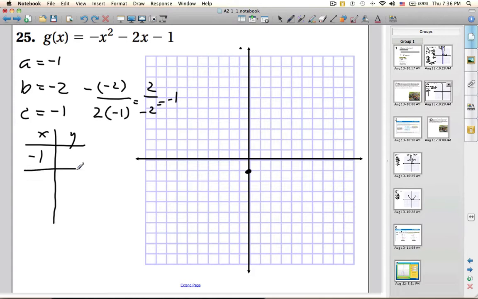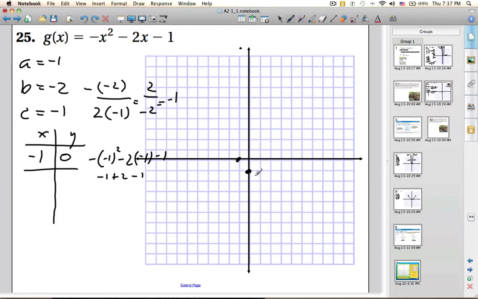To find the y-coordinate of the vertex, I plug it into my equation. So I'll have the opposite of -1 squared minus 2 times -1 minus 1. So -1 squared is 1. The opposite of that is -1. Minus 2 times -1. So minus -2 is plus 2 minus 1. -1 plus 2 is 1. 1 minus 1 is 0. So I'd be at -1, 0.